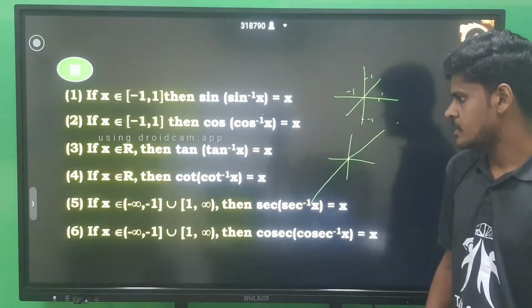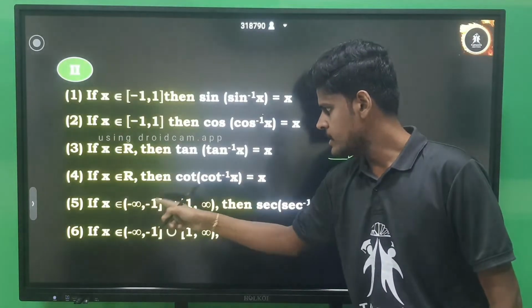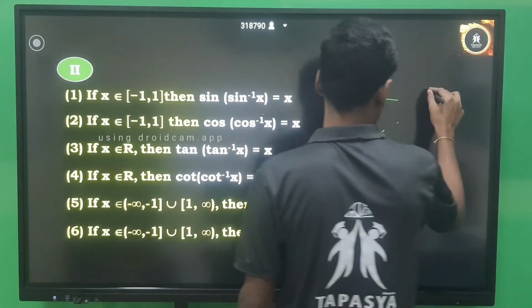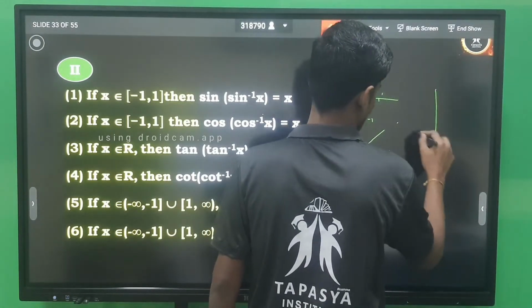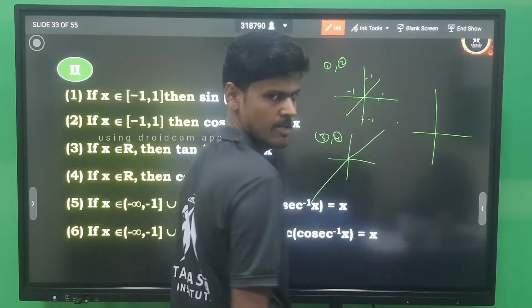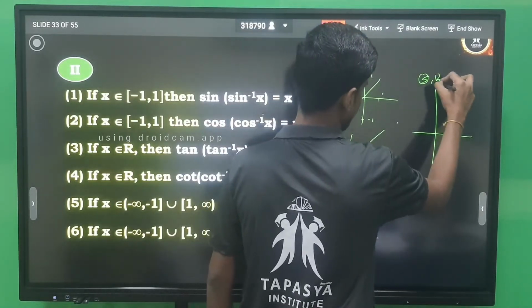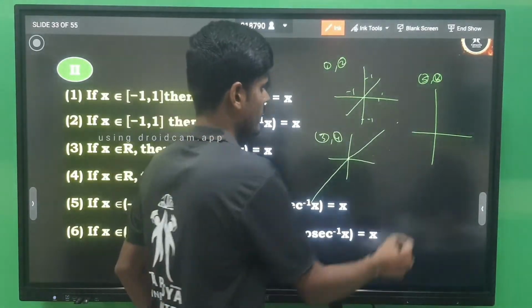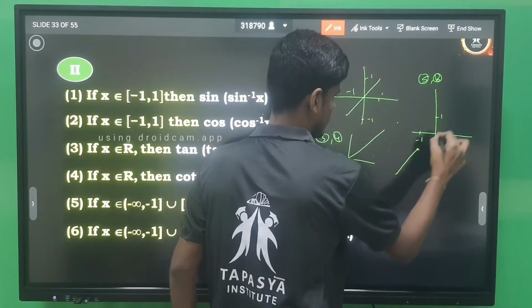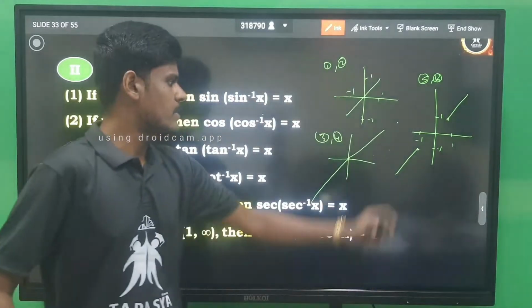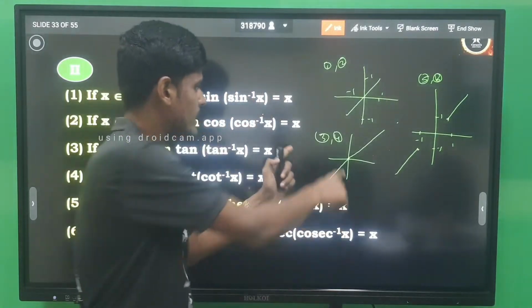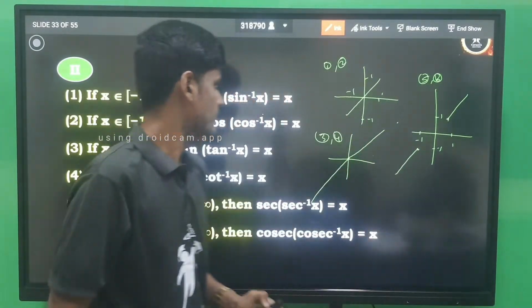Secant of secant inverse x is also x, but the graph domain is between minus infinity to minus 1 and 1 to infinity. So what will be the graph, students? This is the first two properties' graph. This is the third and fourth property graph. This is the fifth and sixth property graph. The graph of this function will again be at 1, minus 1. In this region the graph exists, not in between minus 1 to 1. All the graphs have the same value, y equal to x, but the region in which the graph is defined varies.